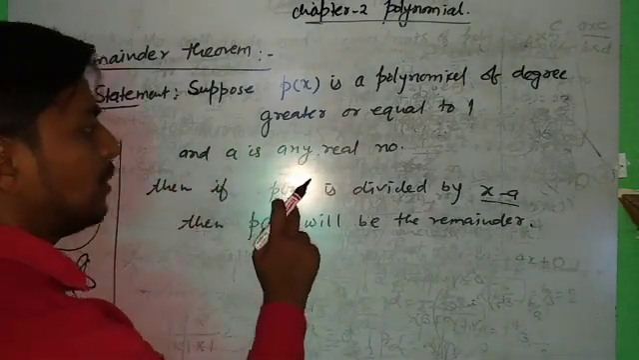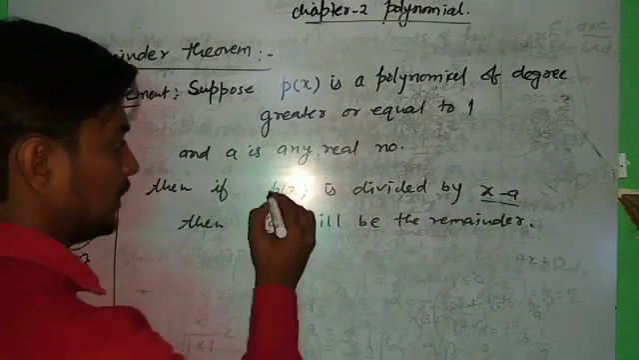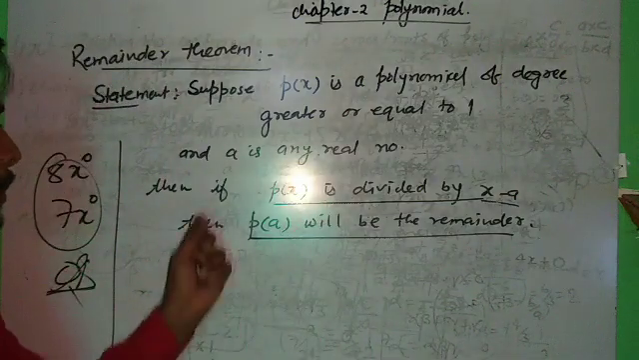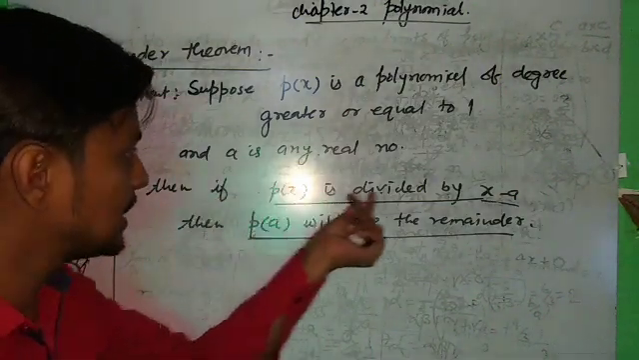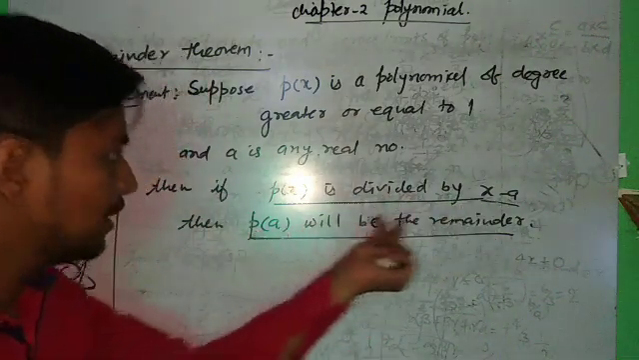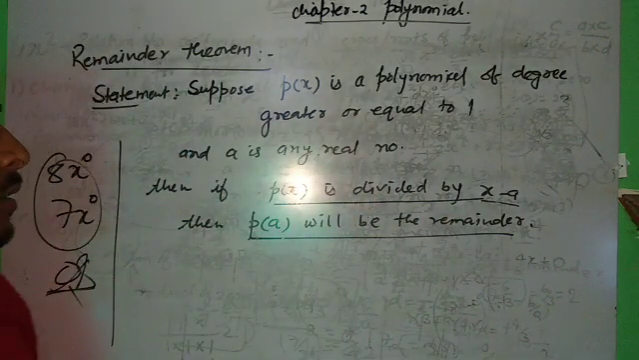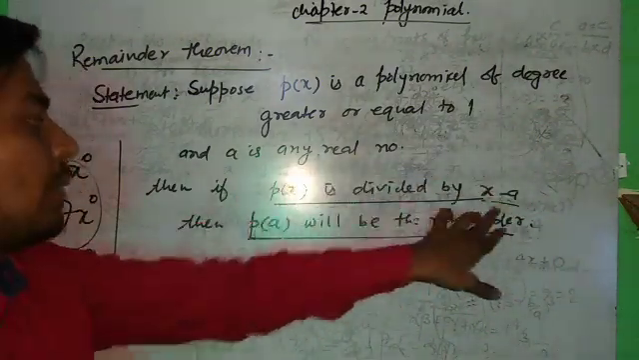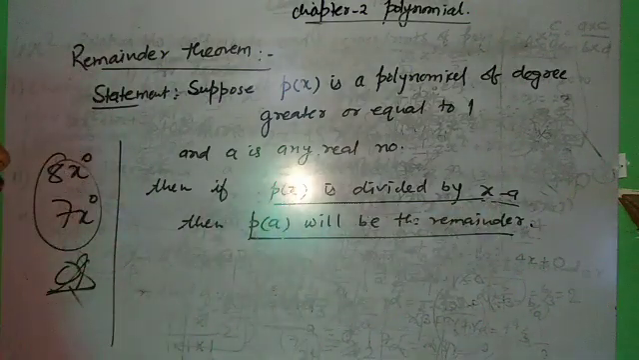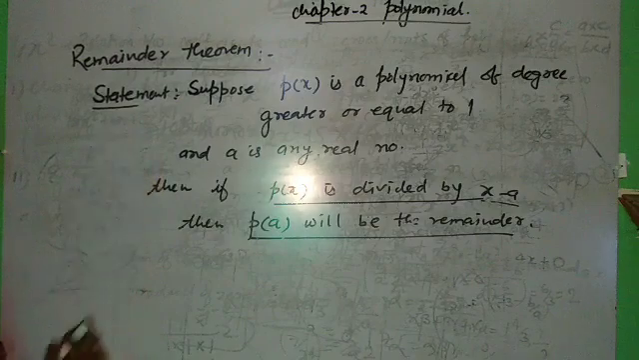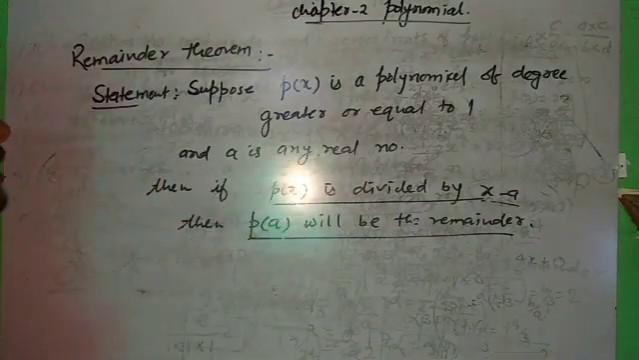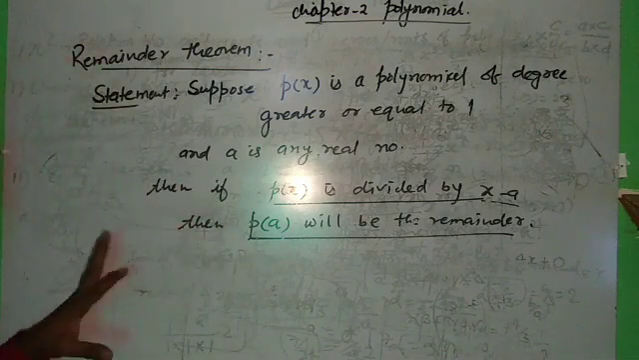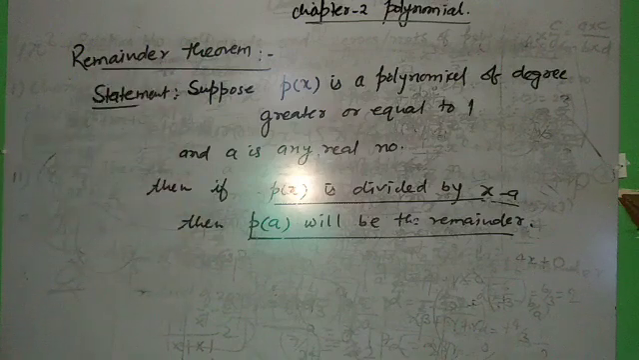Then if p(x) is divided by x minus a, these are the two important statements: p(x) is divided by x minus a, then p(a) will be the remainder. Meaning you can find the remainder when p(x) is divided by x minus a not by division, only by putting x equal to a in the polynomial. How it comes, first we will do the proof of this statement. First note this statement; after that we will take one example and show how it is coming.